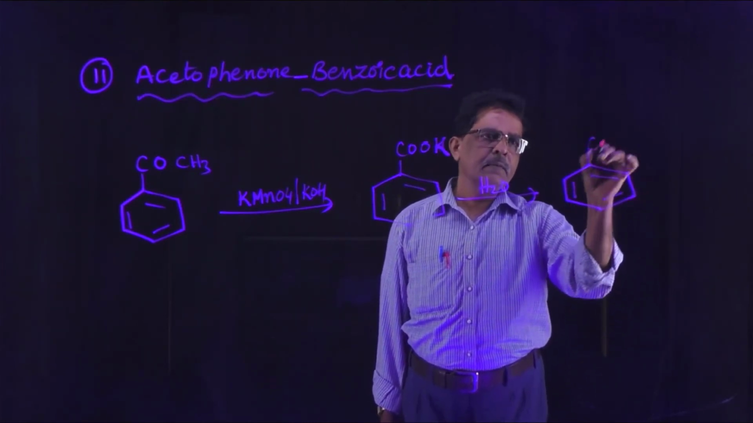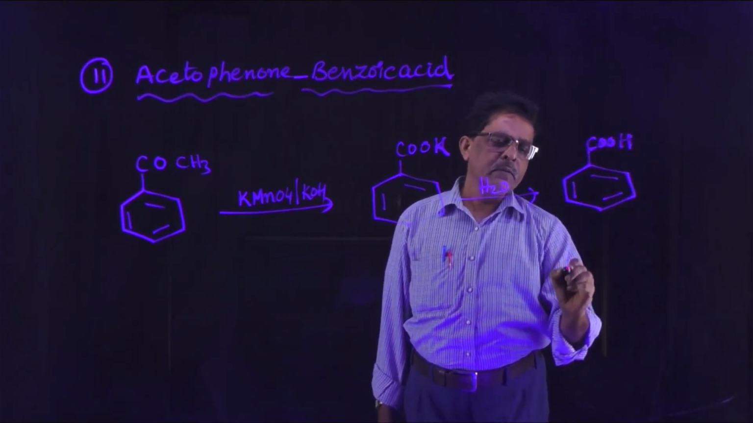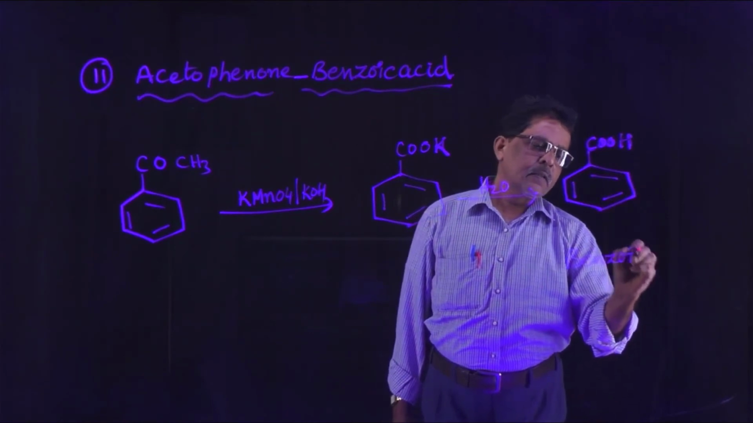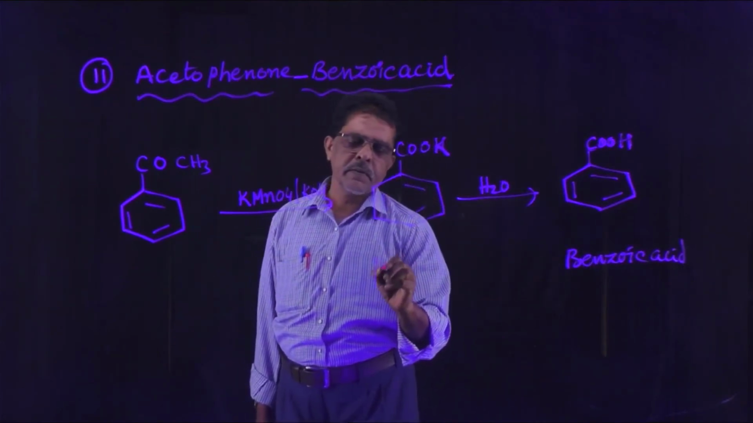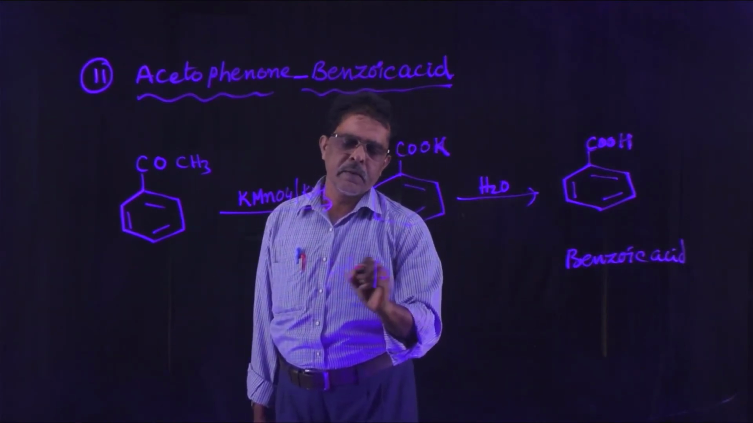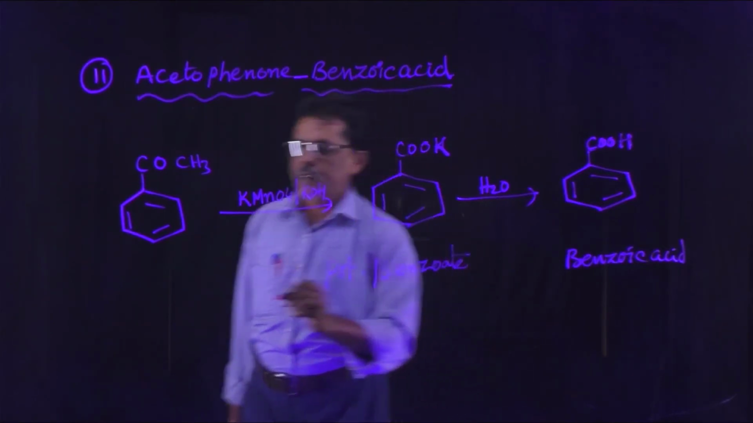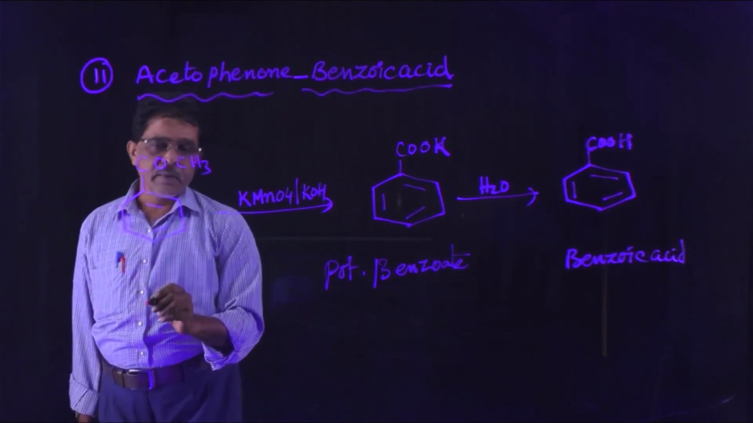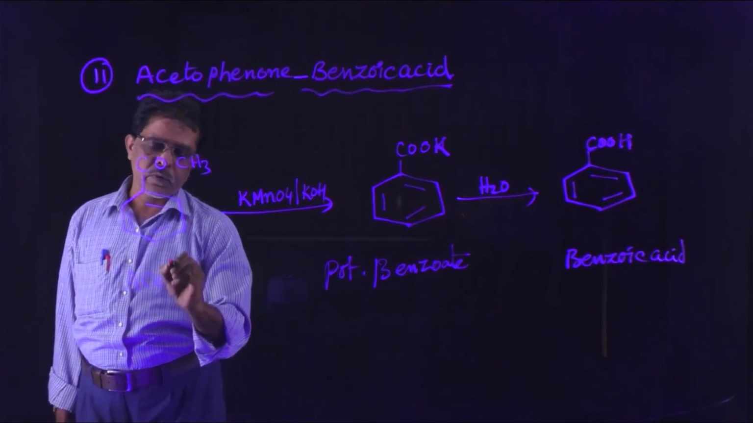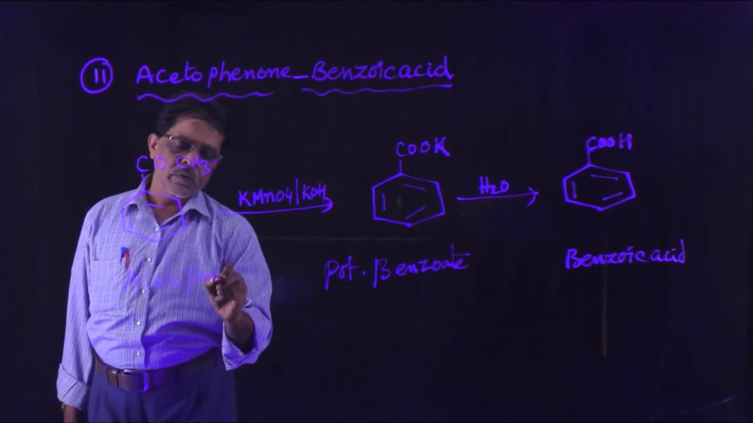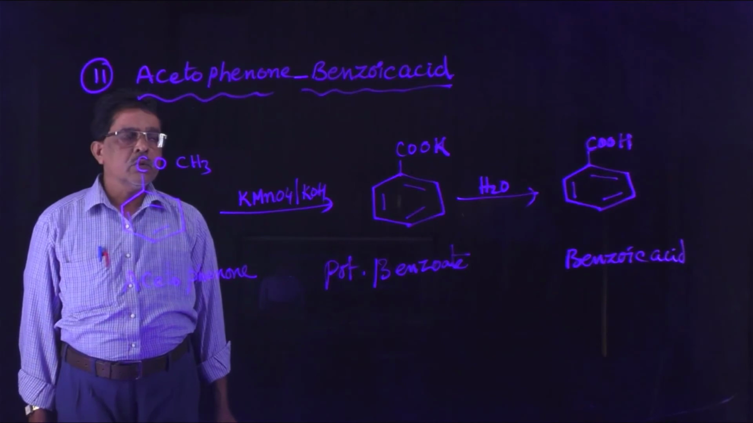Benzoic acid is obtained. In this way, we have to convert acetophenone into benzoic acid. There are two steps to form benzoic acid. First step is potassium benzoate, and the next step, on hydrolysis, gives benzoic acid. This is your acetophenone. Right, understand? So this is the conversion of acetophenone into benzoic acid.